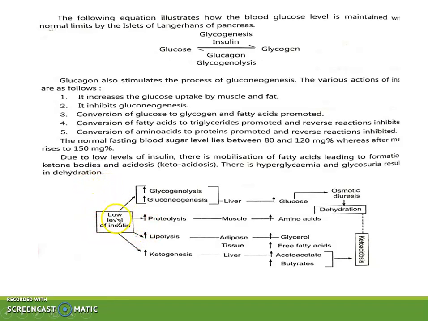Now low level of insulin will result in increasing glycogenolysis. Gluconeogenesis also increases in the liver, which leads to increase in glucose, and the result is osmotic diuresis or dehydration. Increased proteolysis in the muscle increases amino acids. Increased lipolysis in adipose tissue leads to increase in glycerol and increase in fatty acids. It increases ketogenesis in the liver, which increases butyrates and acetoacetate, which results in ketoacidosis.